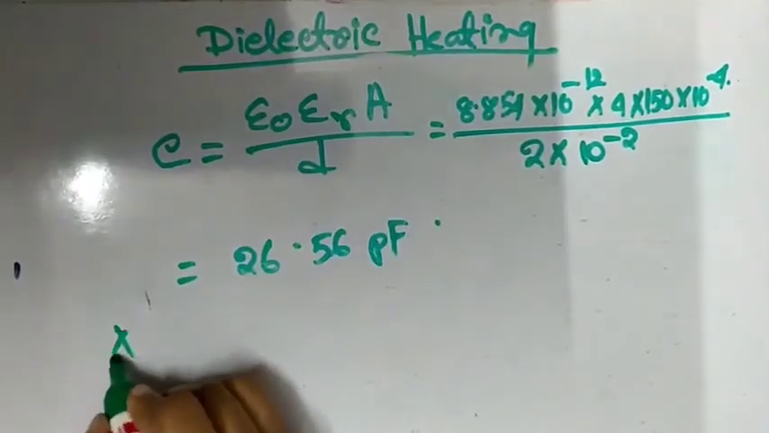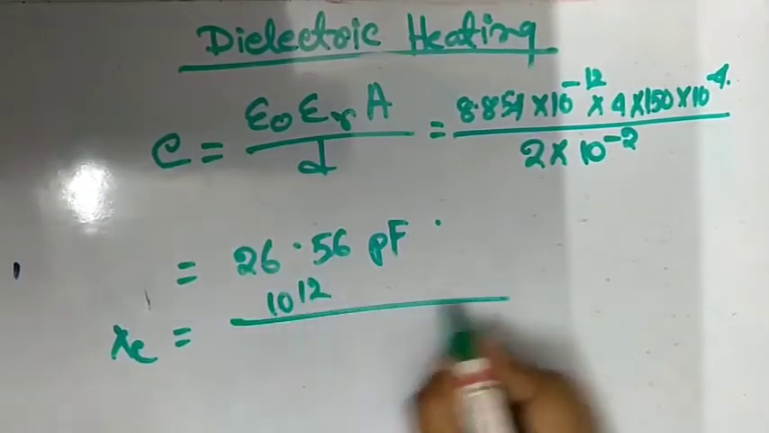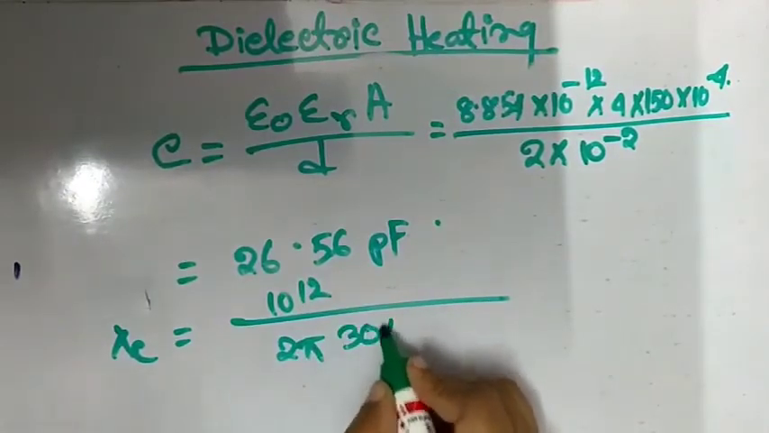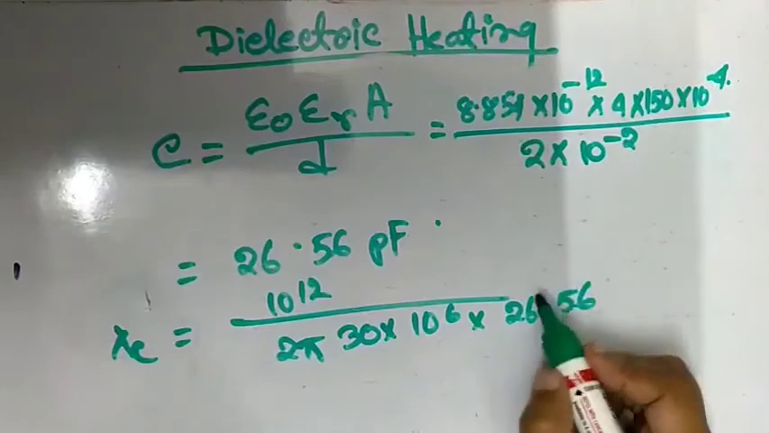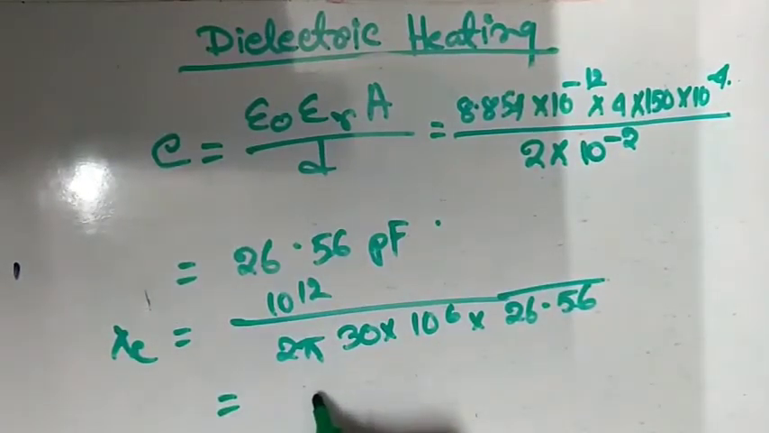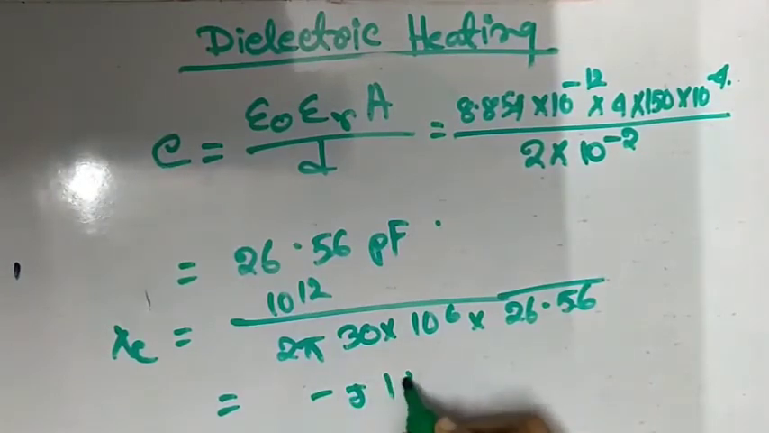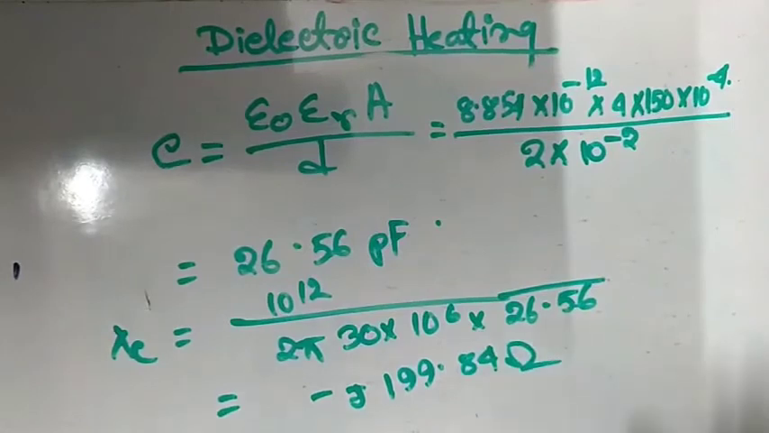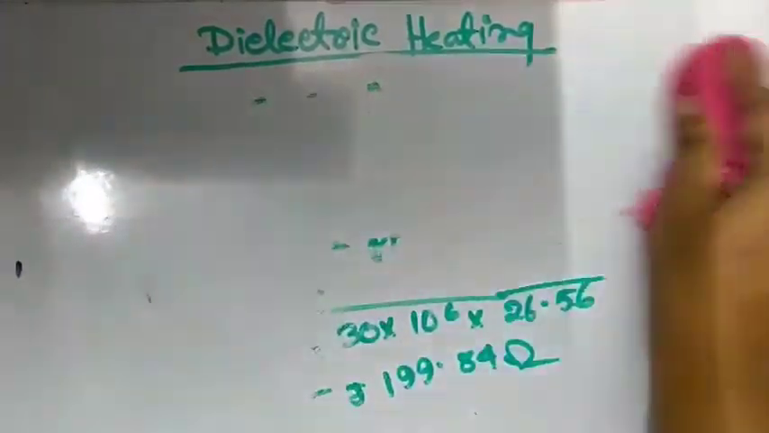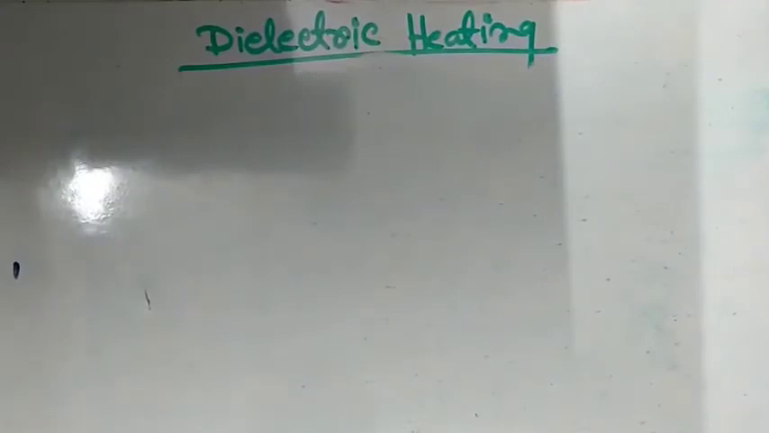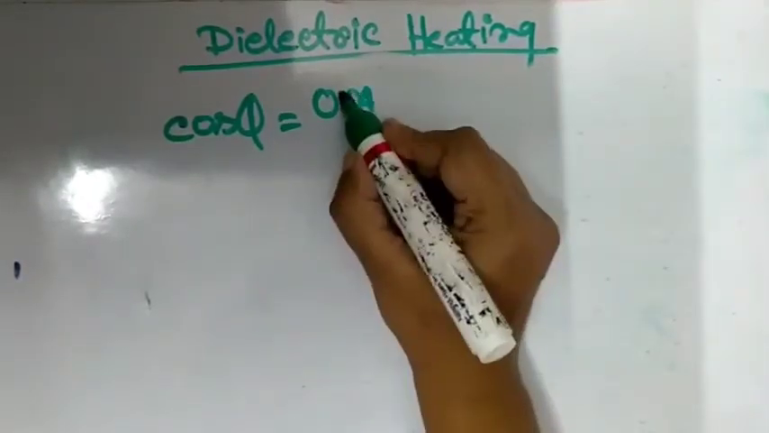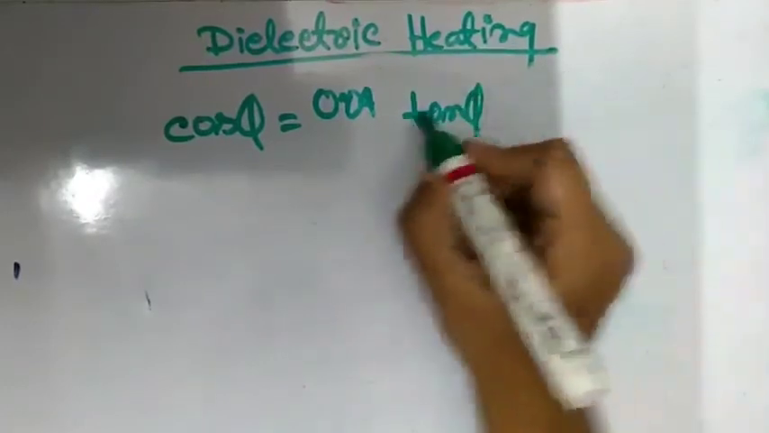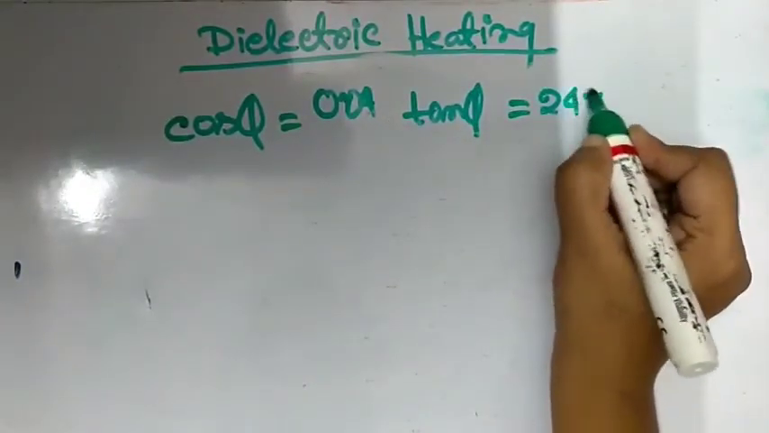Now, capacitive reactance, that is XC, is 10 to the power 12 by 2 pi into 30 into 10 to the power 6 into 26.56. That is equal to minus j 199.84 ohm. Now, cos phi is given 0.04 and from this we calculate tan phi, which is equal to 24.98.